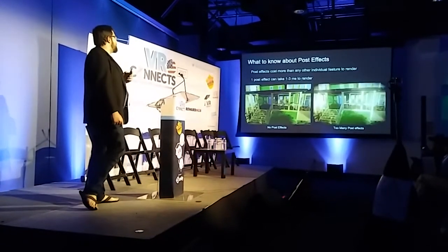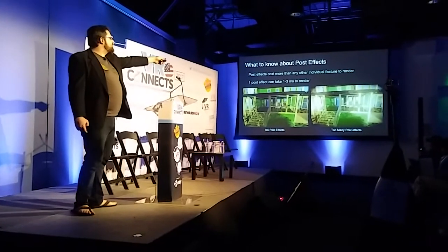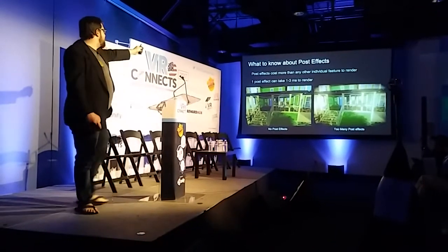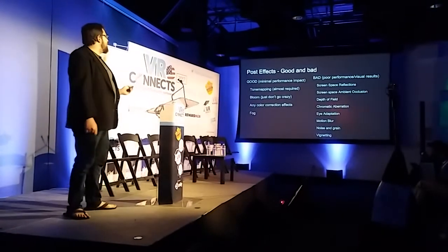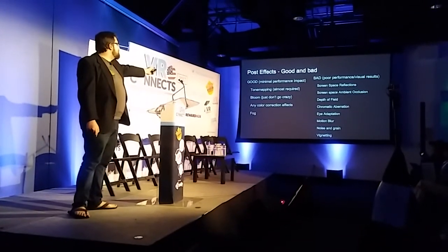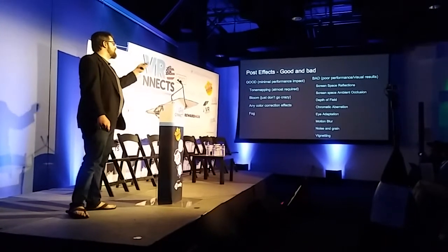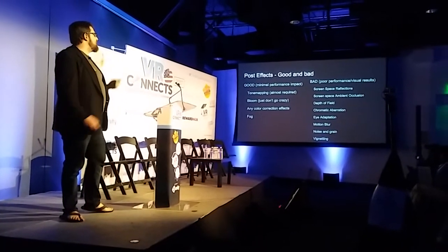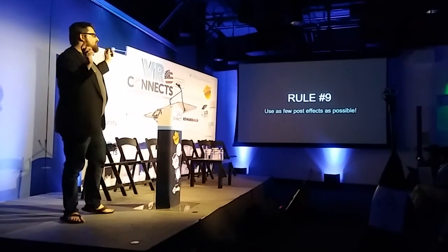Post effects. There's an image without post effects. There's an image with way too many post effects. You want to find yourself somewhere in the middle. Post effects can take 1 to 3 milliseconds to render each. Some that are good are tone mapping, bloom, color correction, and fog. Everything else we probably shouldn't be using, both because it looks bad in VR and because it's bad for performance. So use as few post effects as possible.